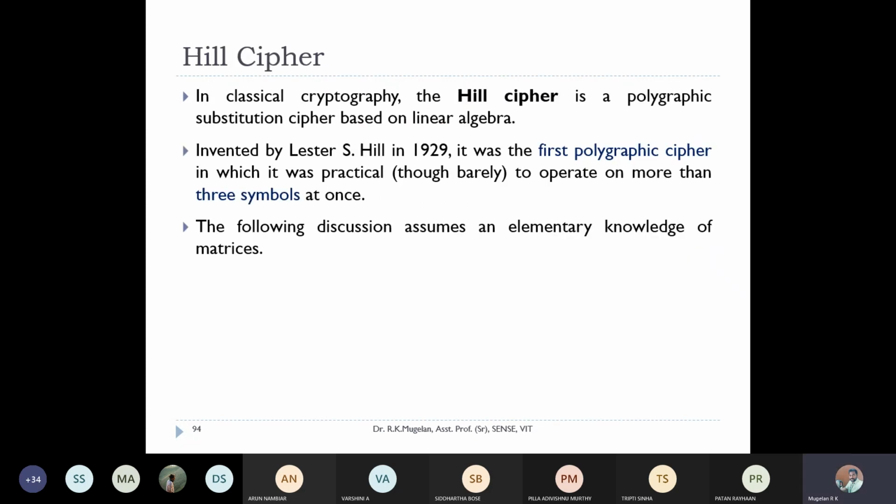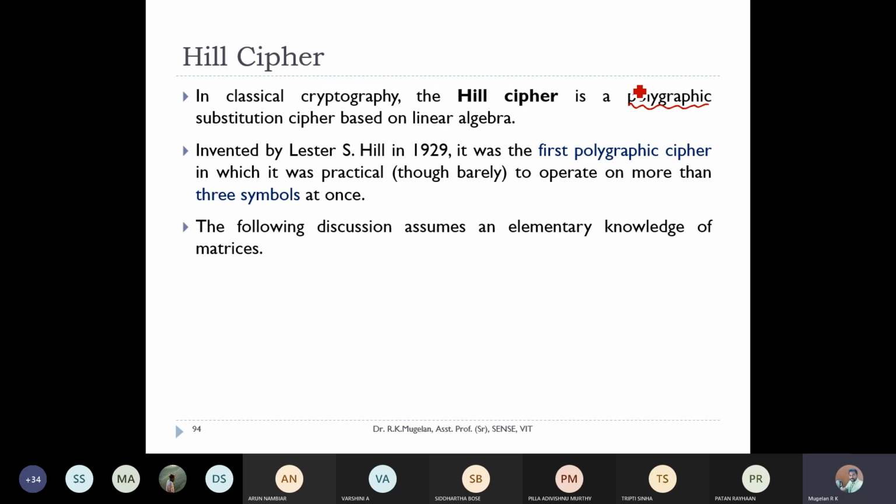Now we move on to the next technique called Hill cipher. Okay, this is also a substitution technique, but this is a breakthrough technique in traditional cryptography. Why? In the sense, this is the first encryption technique coming under polygraphic substitution. What do you mean by polygraphic substitution? In all the encryption techniques which we have discussed before, we could encrypt only a single character at a time.